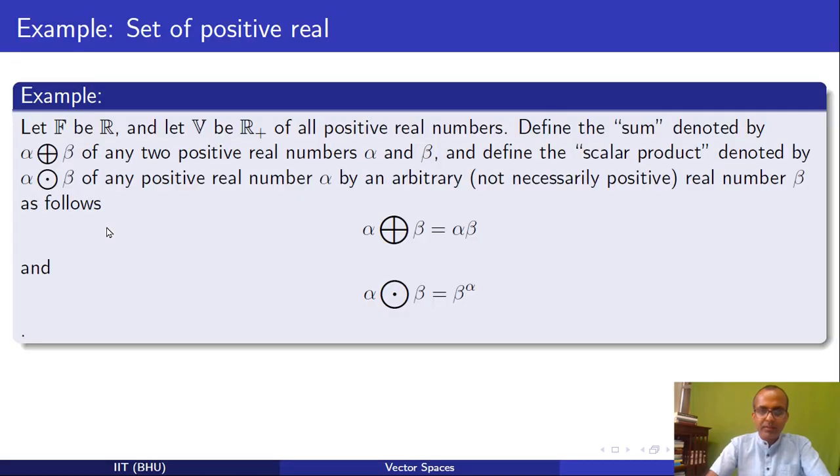Okay, so now here you can see that the field F I have considered as real numbers, but inside the vector space I am saying I just have positive real numbers. And if I just have positive real numbers, you can see that I have some kind of issue. I cannot have some set of positive real numbers like 1, 2, 3. Then what is the inverse of that?